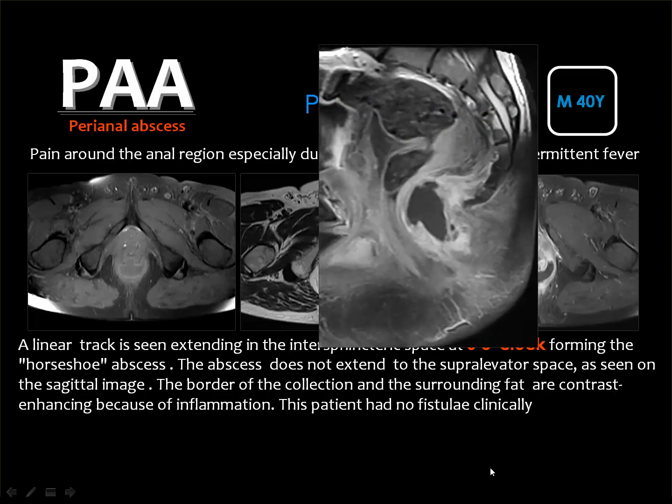This is the sagittal view, which is very good to judge the extent of the fistula in relation to the levator ani. And here you see this is the levator ani muscle, and the abscess is totally inferior to it, meaning that there is no translevator extension.